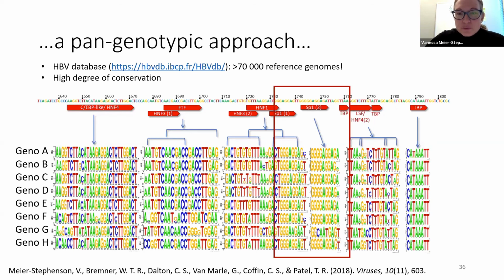If we look at this region that I was highlighting in the pre-core promoter, this highly G-rich region is highly conserved across all genotypes, which is really reassuring for any sort of therapy targeting this. You might also, if you've got a keen eye, say, hey, what's happening with genotype G? That's a bit of the oddball out.